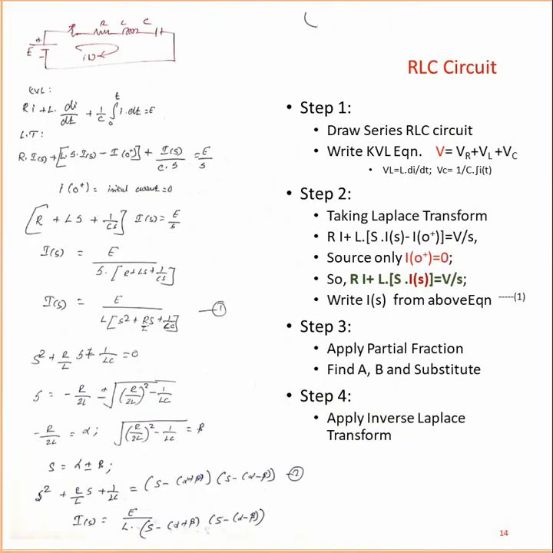Okay, now let's go to the RLC circuit. The RLC circuit is also similar, but here you can see a small change coming because of the three terms. What is the first step? Apply KVL: V is equal to VR plus VL plus VC. Then R into I plus L into di by dt plus 1 by C integration from 0 to t of I dt is equal to V or E.